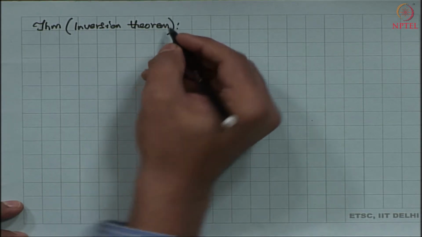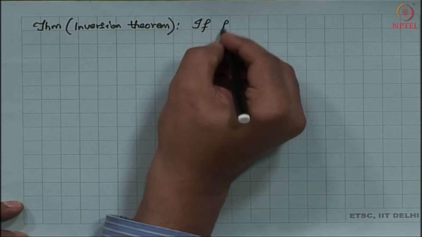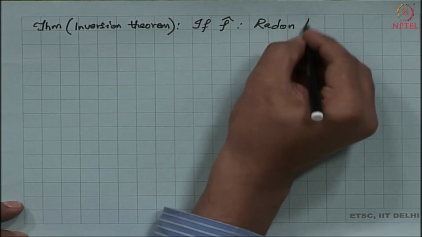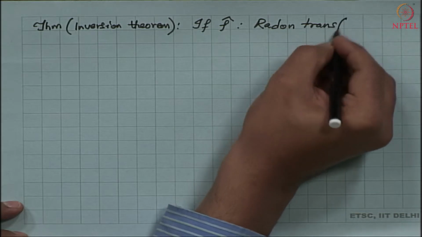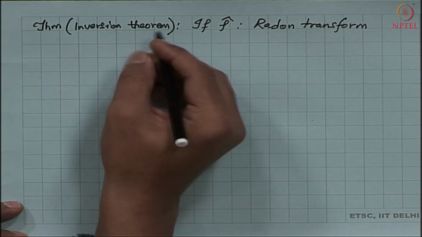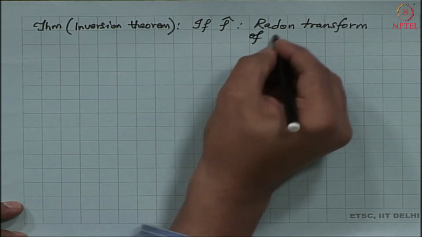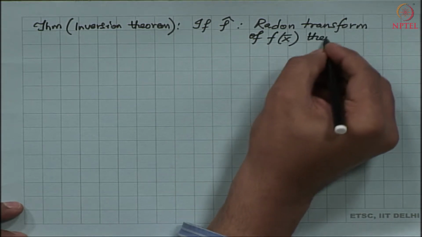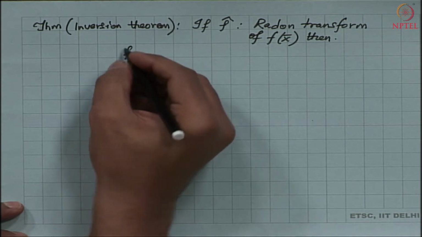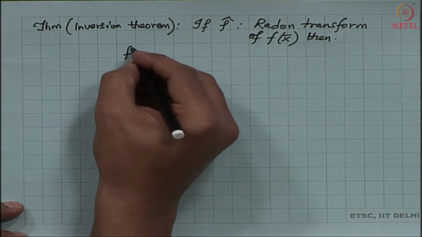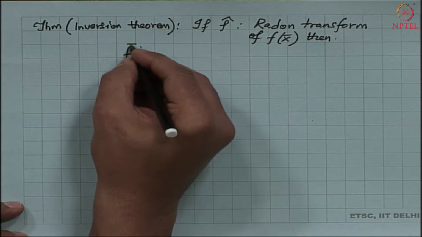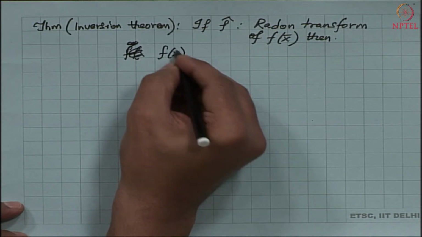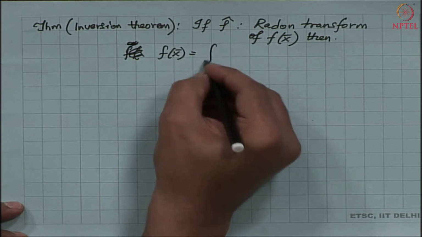So, what I have is that if I am given the Radon transform, let me denote it by f hat, the Radon transform of f of x, then the relation that I have for its inverse is as follows. The inverse of the Radon transform: f of x is related to its inverse as follows.